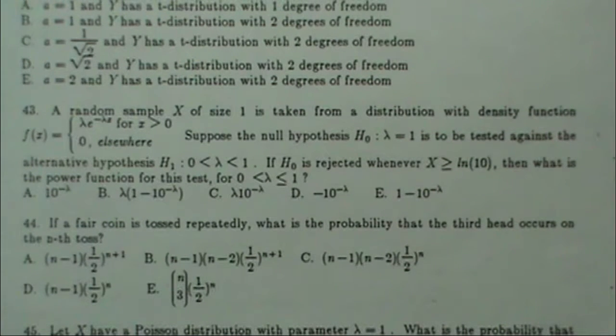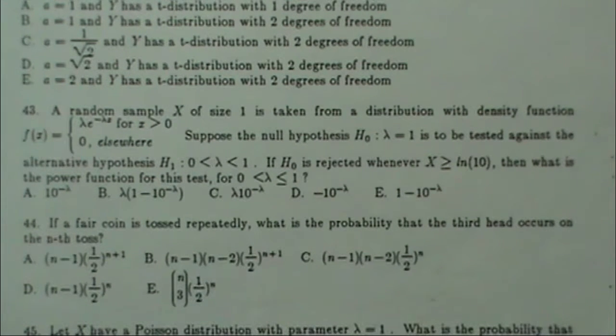Sample exam 6, part 6, problem number 43. A random sample x of size 1 is taken from a distribution with density function f of x equal to lambda e to the minus lambda x. Suppose the null hypothesis that lambda is equal to 1 is to be tested against the alternative hypothesis that lambda is between 0 and 1. If the null hypothesis is rejected whenever x is greater than the natural log of 10, then what is the power for this test for any lambda between 0 and 1?